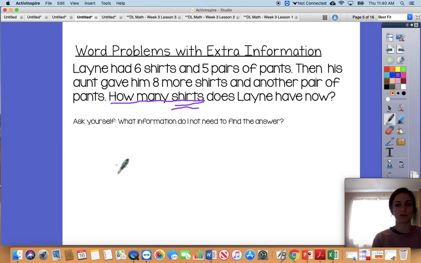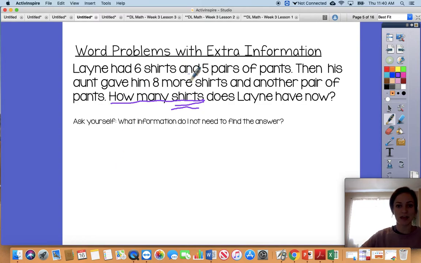So let's read through the problem again and let's get rid of the stuff that we don't need. Lane had 6 shirts and 5 pairs of pants. Then his aunt gave him 8 more shirts and another pair of pants. How many shirts does Lane have now? So tell yourself, what do we not need in this problem? His pants, right?